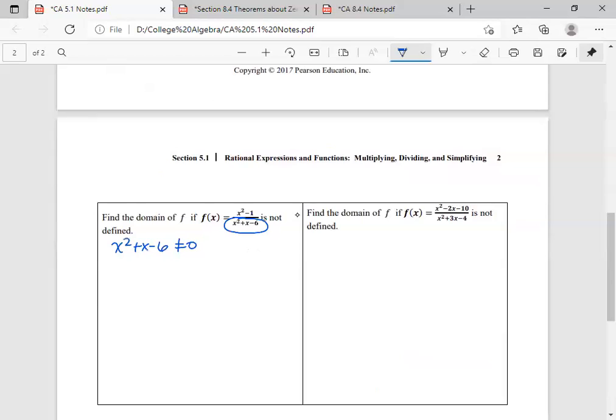Yes, by doing what? You could use the quad program because the whole purpose of the quad program is to find zeros, right? So that will tell you what it's not equal to. So yes, you could use the quad program.